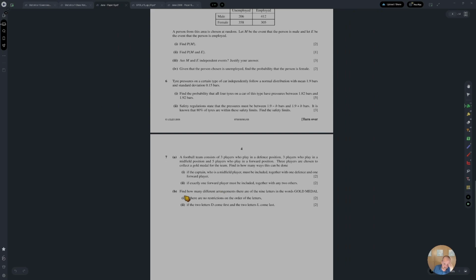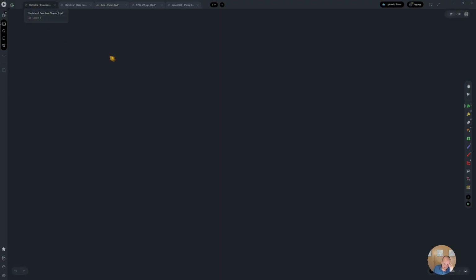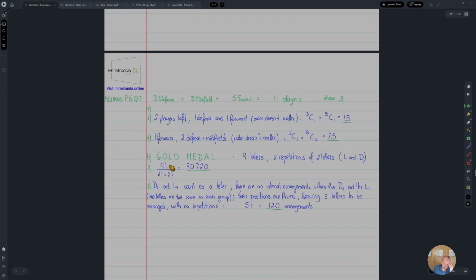On B, you have: find how many different arrangements there are for the 9 letters in the words gold medal, if there are no restrictions on the order of the letters. So again, this is a letter question. You have a total of 9 letters. You have 2 repetitions of 2 letters, the L's and the D's. So applying the rules, this is just 9 factorial over 2 factorial times 2 factorial, each one corresponding to the L's or the D's. And this is the result.